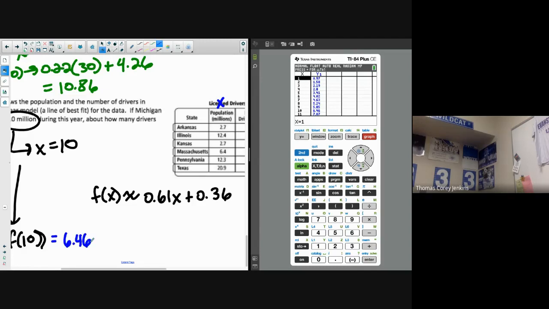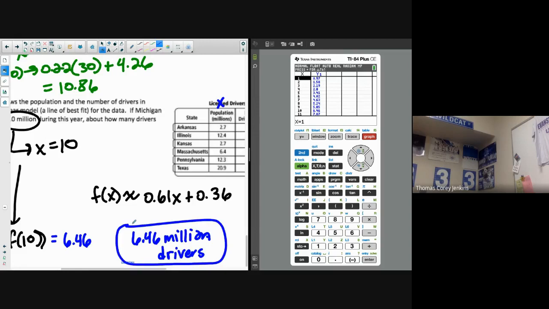So by looking at my table, I can just know that the answer is 6.46. So again, what does that mean? That means 6.46 million drivers based on the population of 10 million people.